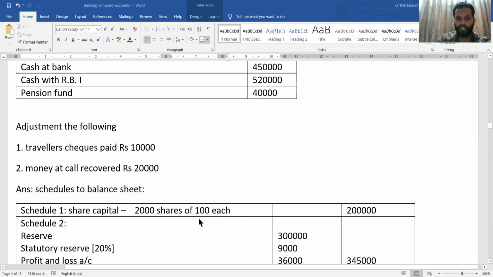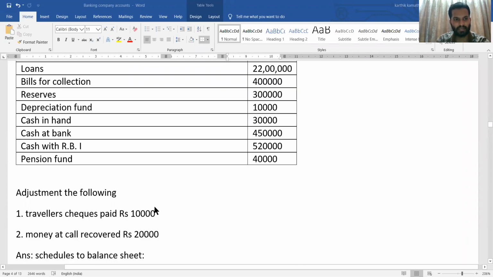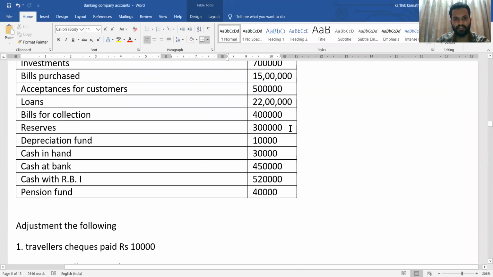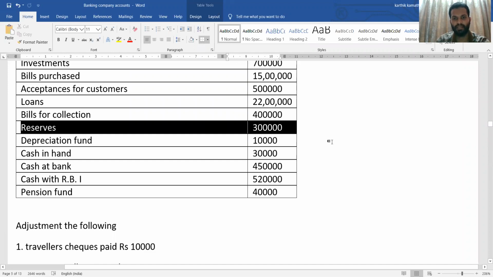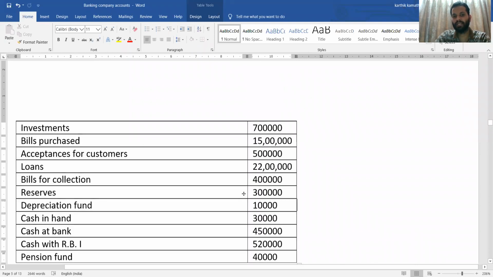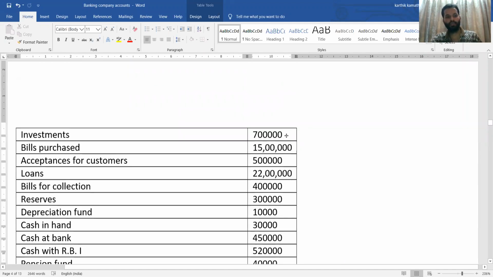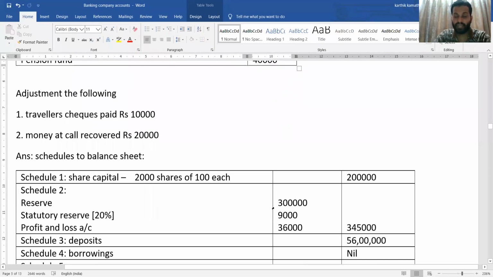Schedule number 2. Now schedule number 2, reserve information is given in the question. That is 3 lakh is a reserve. So reserve 3 lakh plus what you are going to do is 20% statutory reserve. On what amount you are going to take 20%? 20% on profit and loss account. So profit and loss account 45,000 into 20%. Once you do, you will get one amount, that is 9,000.